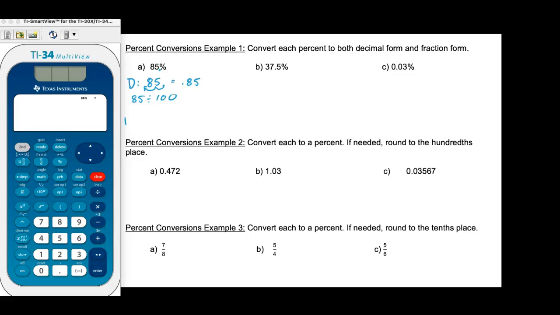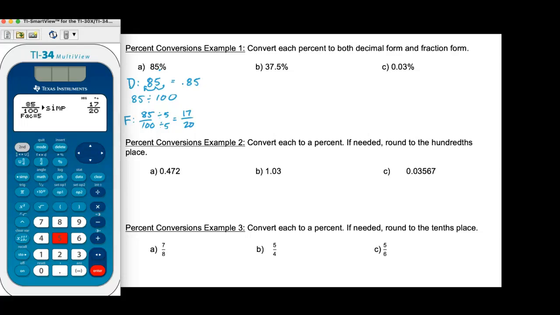Then let's do the fraction. For the fraction, we're going to drop our percent sign, write 85 over 100, and reduce. One way you could reduce this is to divide both of these numbers by 5, and you end up getting 17/20. You could also use your calculator. You could press the N over D button and do 85 over 100, and then press the simplify button until you get a factor of 1.